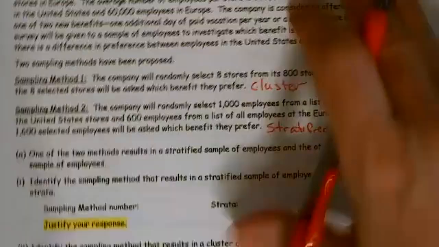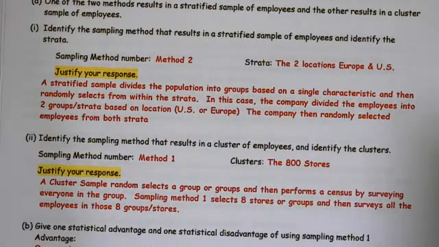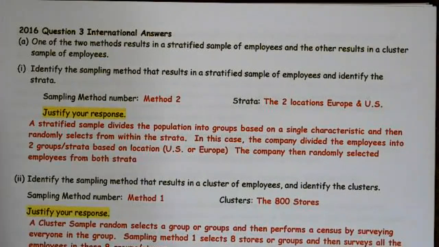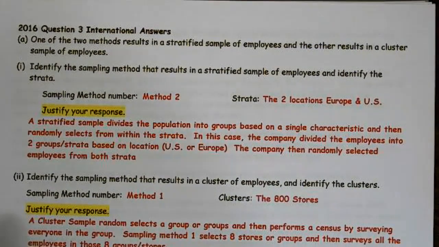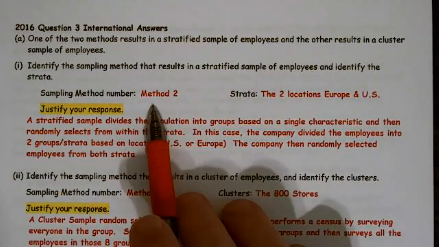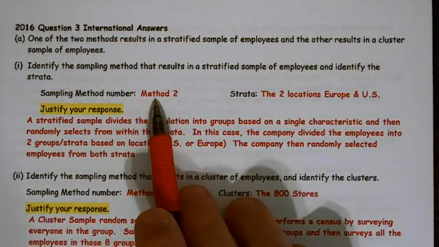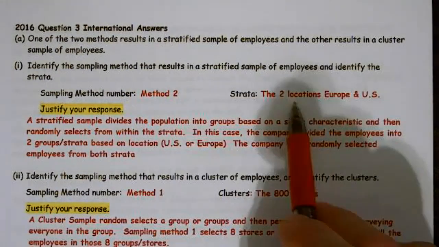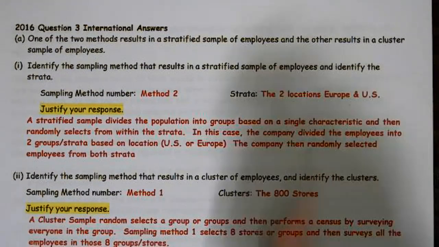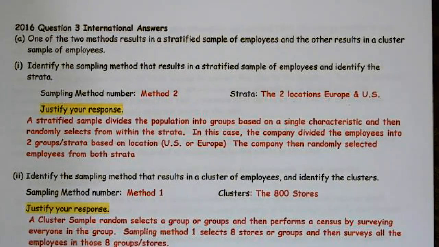All right, so part A. Identify the sampling method that results in a stratified sample of employees and identify the strata. All right, well, that's easy. Sampling method 2 is the stratified. That's what we said. And our strata are the 2 locations, Europe and the US. Or you could say US employees and European employees, but those are your 2 strata.